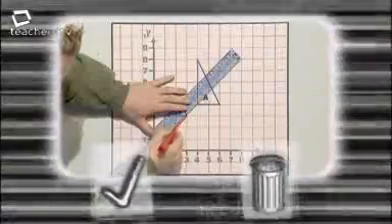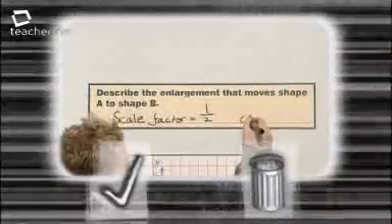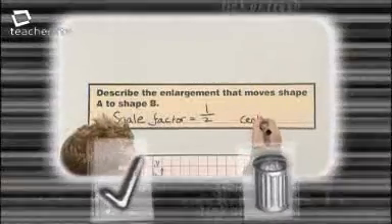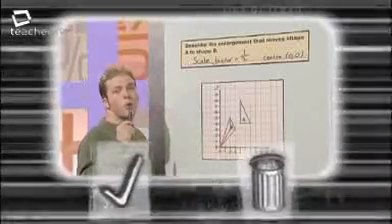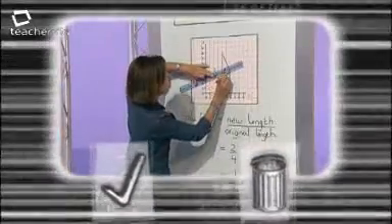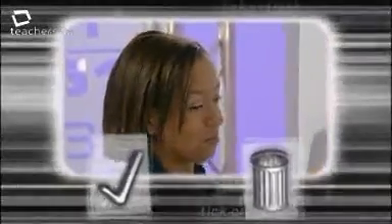So who's working slick enough to get the tick, and who's going to crash out with the trash? Is Jamie right with a scale factor of 1/2 and a centre 0, 0? Or is Katie right with a scale factor of 1/2 and a centre 0, 2?